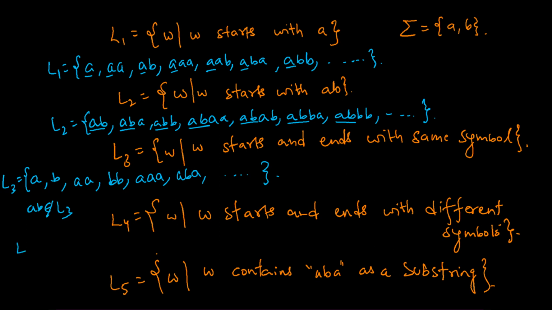About L4, it starts and ends with different symbols. So for sure, a single-length string is not possible. It has to be AB or BA or AAB or BAA or BBBA, and so on. It has to start and end with different symbols: A and B, or B and A.